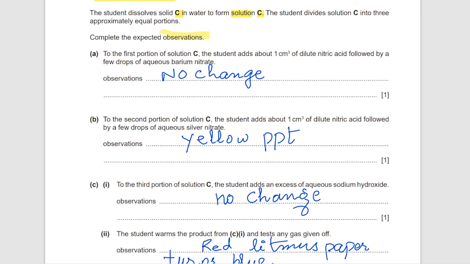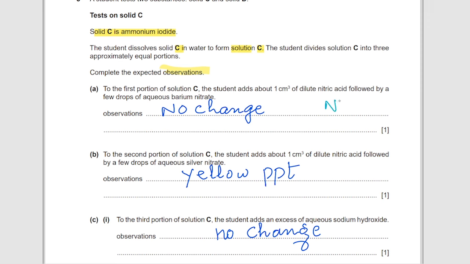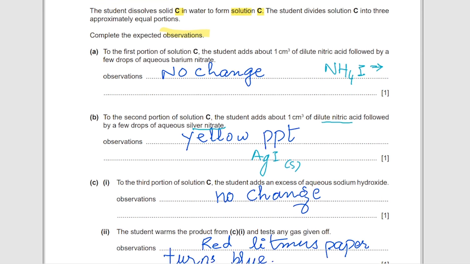So if there is ammonium iodide, and we add dilute nitric acid, there will be no change. If we add dilute nitric acid followed by few drops of silver nitrate, then the iodide ion gives us the yellow precipitate of silver iodide. So this is the solid which will form by reacting with dilute nitric acid and silver nitrate.